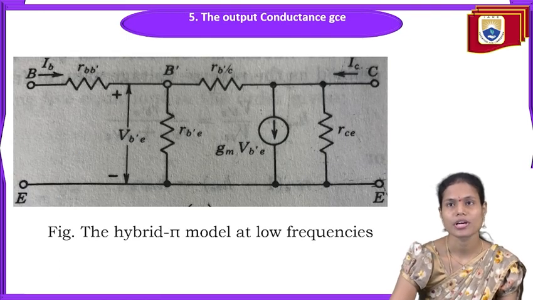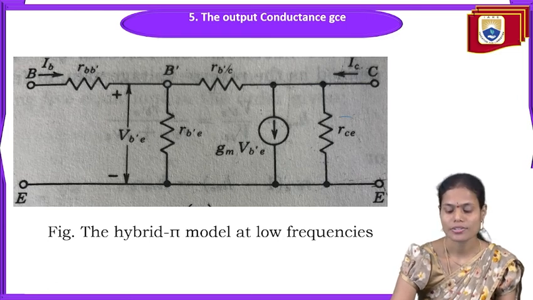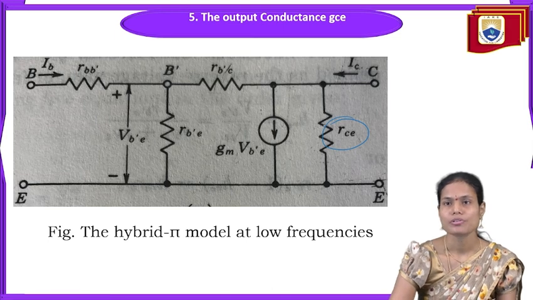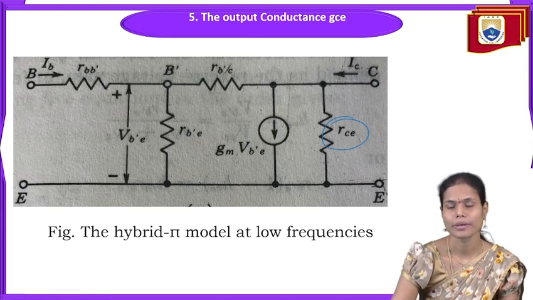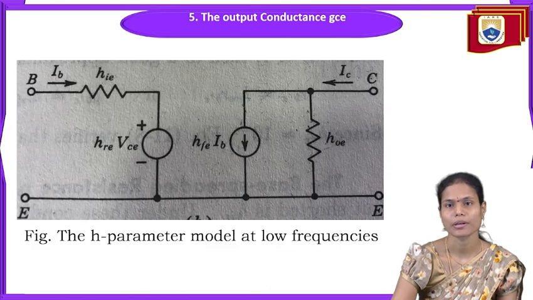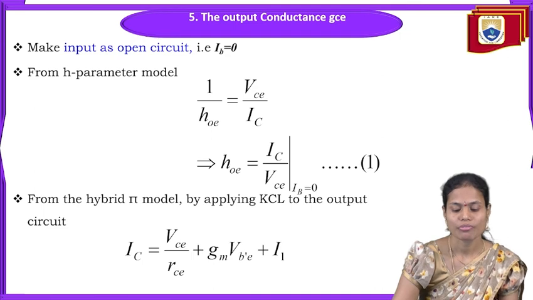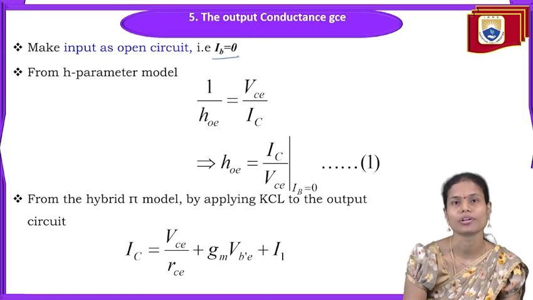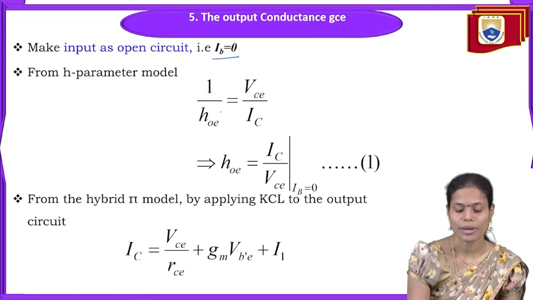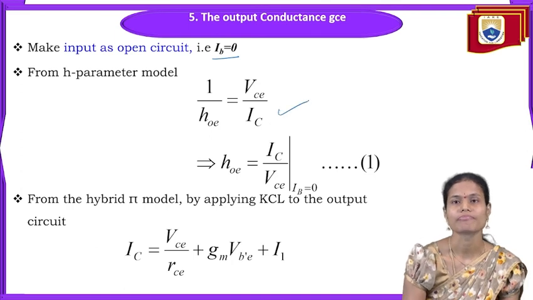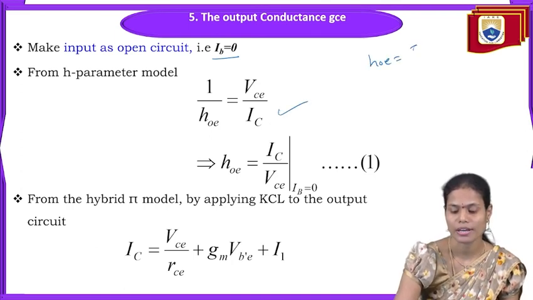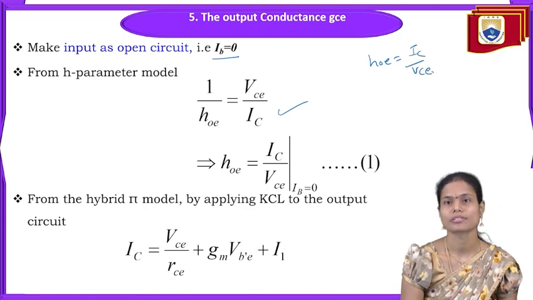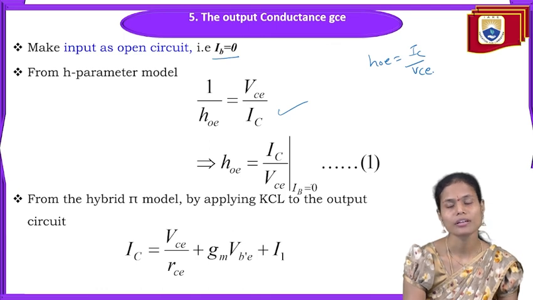And the next parameter is the output conductance, GCE. From the RCE resistance, we are able to find the GCE. So to find this parameter, again we are considering the hybrid pi model as well as the H parameter model at low frequencies. To find the output transconductance, the input terminal should be open circuited. So that's why IB equal to 0. From the H parameter model, when the input terminals are open circuited, 1 by HOE equals VCE by IC. Generally HOE is nothing but IC by VCE, which we discussed already. So HOE equals IC by VCE when IB equal to 0. This one we are taking as the first equation from the H parameter model.